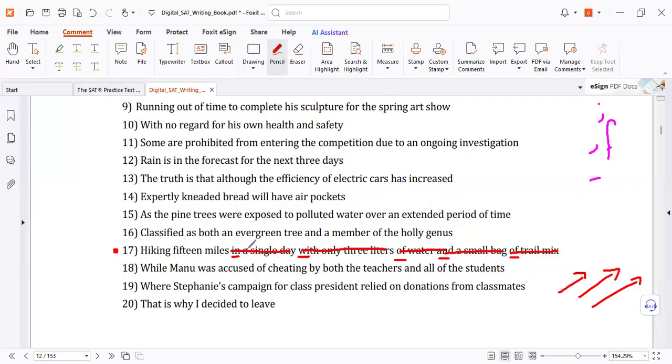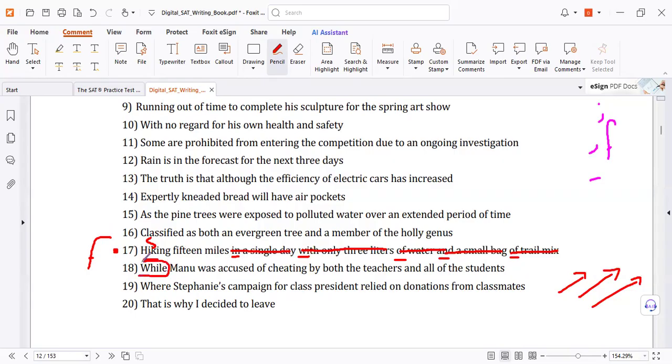Now check the rest. This part has a subject and a verb? It can be a subject because it's a gerund. Okay, what is the verb? This is an adjective, this a noun. So it's called a fragment. So this part is not a sentence, it's a fragment. I cannot use a full stop because it's not a sentence.